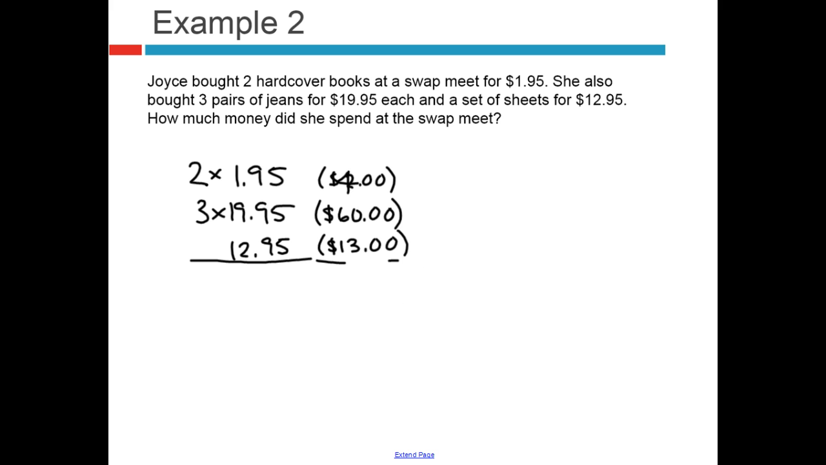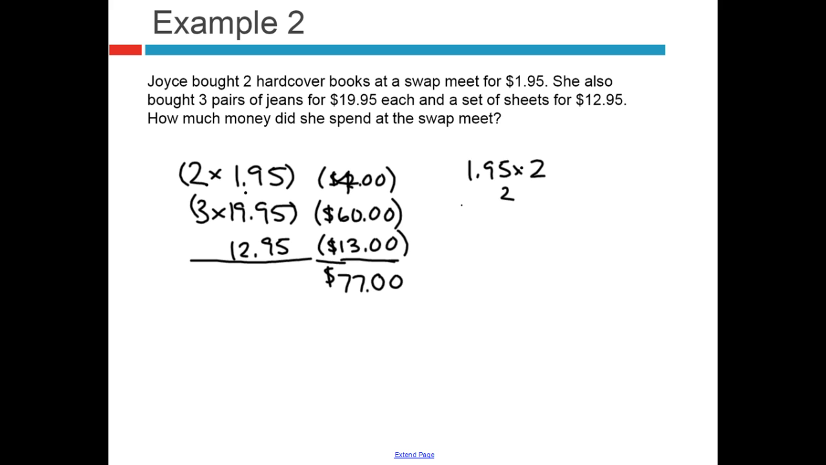So 2 hardcover books at $1.95 each, that's about $2. So $64, $74, $77. Okay, so I'm just rounding and estimating to see what my answer should turn out to be, and then we can do the exact computations. By the order of operations, we need to do the multiplication first and then the addition afterward. So one thing I need to do is take $1.95 times 2.